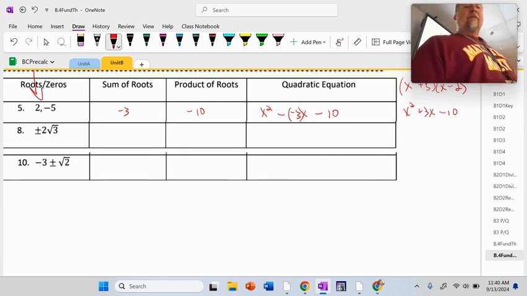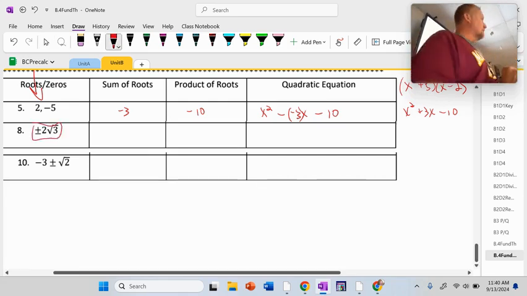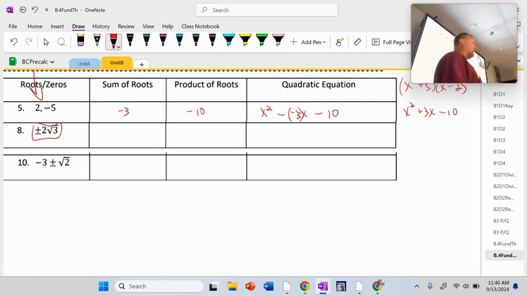Whatever. What's the sum of these two zeros? What's the sum of those two zeros? What's the sum of 2 root 3 and negative 2 root 3? This is not a hard question, fourth hour.